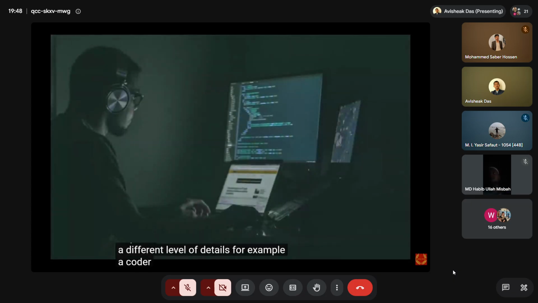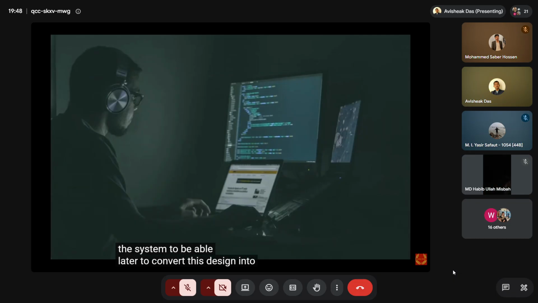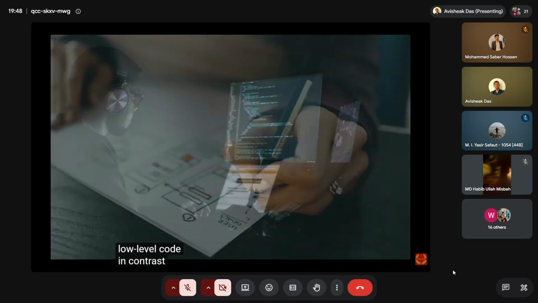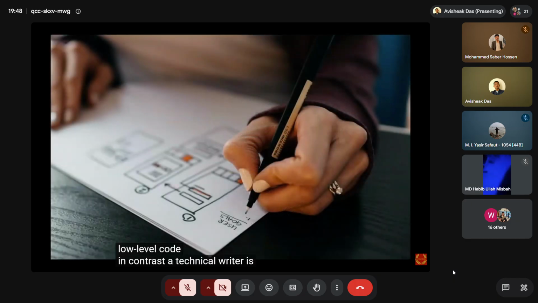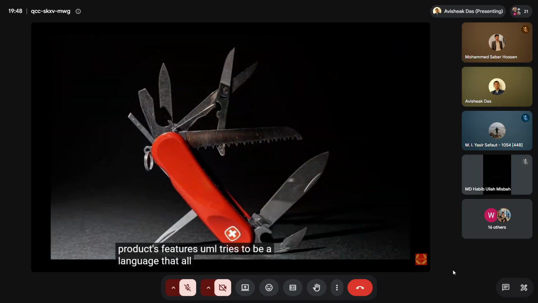For example, a coder would want to understand the design of the system to be able later to convert this design into some low-level code. In contrast, a technical writer is interested in the behavior of the system as a whole and would want to understand the product's features. UML tries to be a language that all those participants can benefit from and possibly use at least one of its diagrams.